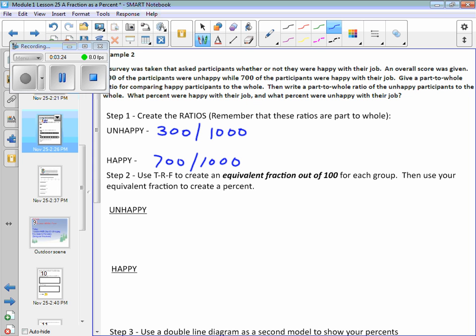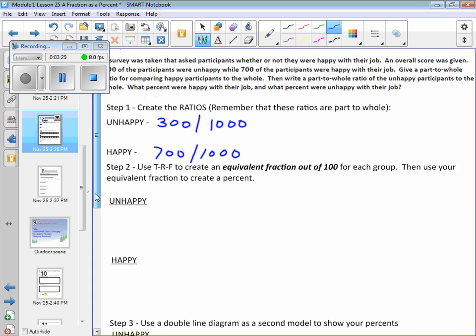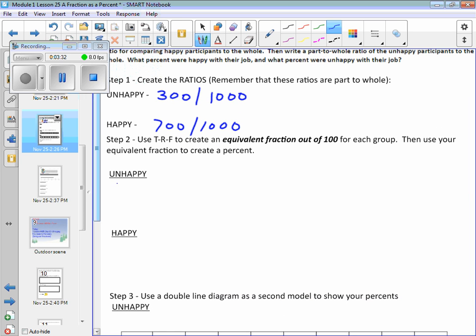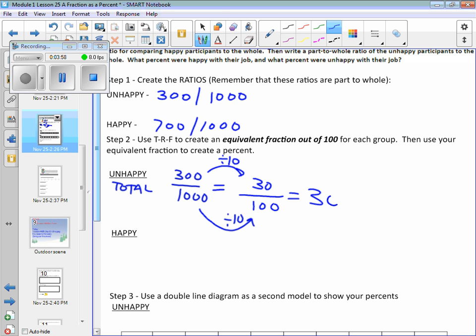Then in this next step, we'll use TRF to make equivalent ratios out of 100. The template is unhappy over total. So I'm just going to add that to the bottom part. Take that first ratio, 300 over 1,000. And it's going to be something over 100. Well, how do you figure out what it's going to be? You've got to divide it by 10. And you'll get 30 over 100, which is equivalent to 30%. All right? Okay with that? Most of you were okay with this.